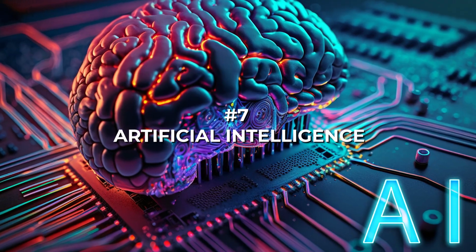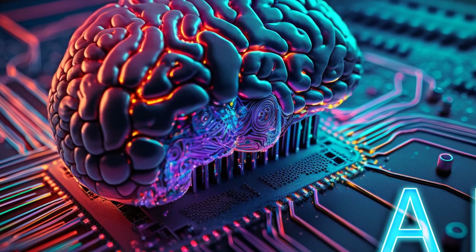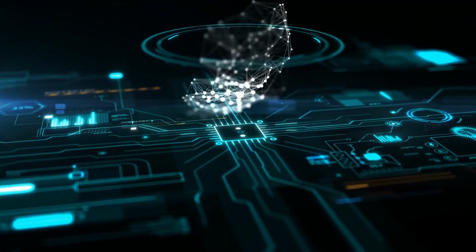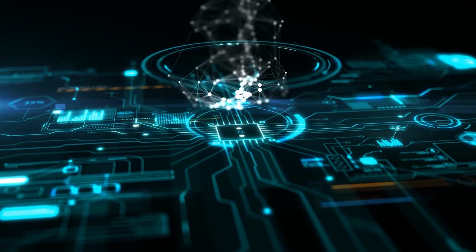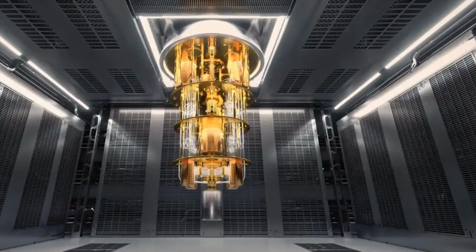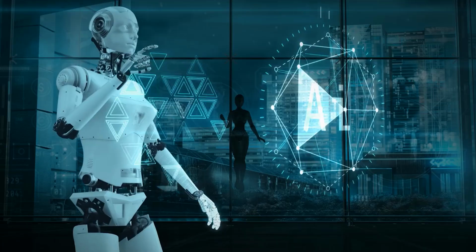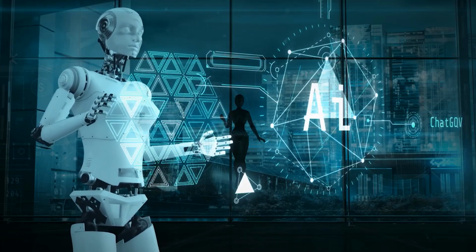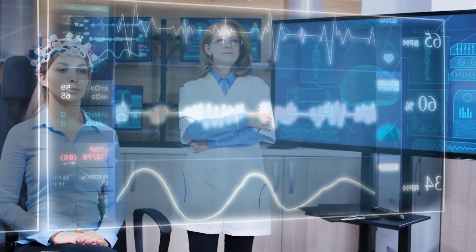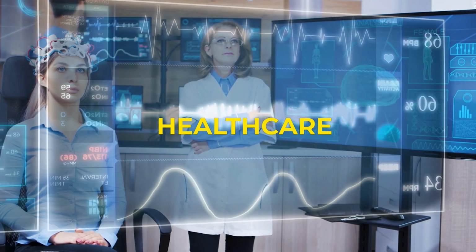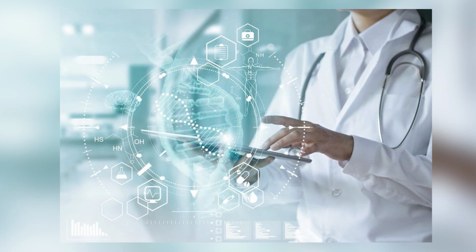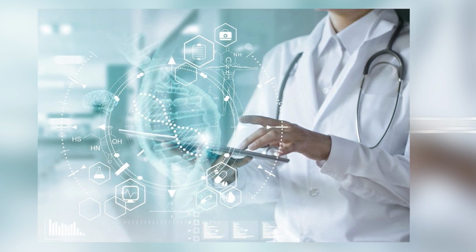Number 7, artificial intelligence. Artificial intelligence, at its core, relies on doing lots of calculations and making sense of vast amounts of data. Quantum computers can speed up these calculations and handle more complex tasks. For example, they can help AI models process huge data sets faster, which is crucial in fields like healthcare, where AI is used to analyze medical records and find patterns to help diagnose diseases.